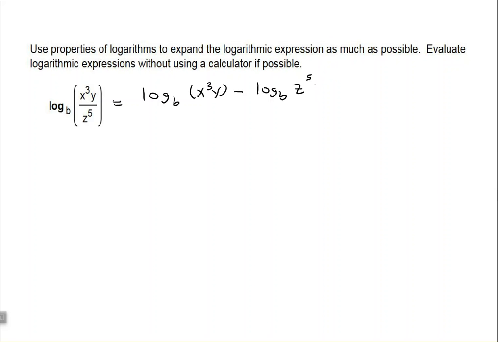All right. Now, in the first term, I have log base b of x to the third times y. So there I can use the product rule to separate those variables again. So remember, with the product rule, we separate by using addition. And I still have the minus log base b of z to the fifth.